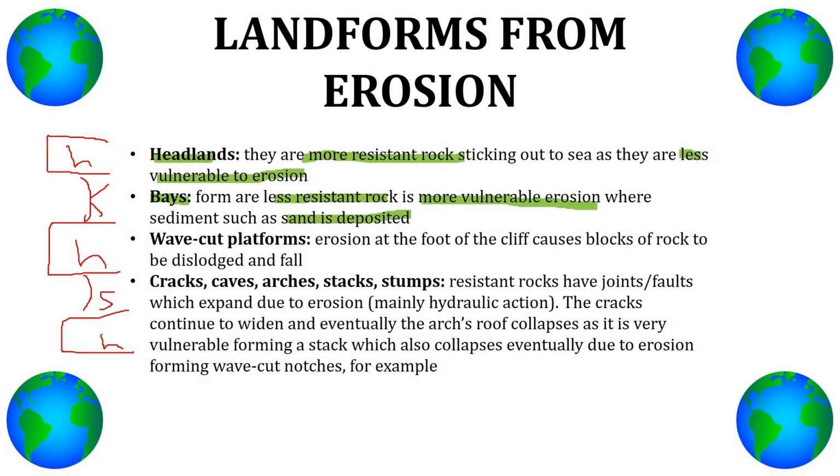A concordant coastline is when the type of rock, or rock strata, may I add, another A-level term, are alternating. So you've got hard and soft, hard and soft. And as you can see here, this soft rock has eroded and has formed a bay where sediment such as sand is deposited, but the more resistant hard rock has been left sticking out to sea because it's less vulnerable to erosion. So this is the headlands and this is the bay.